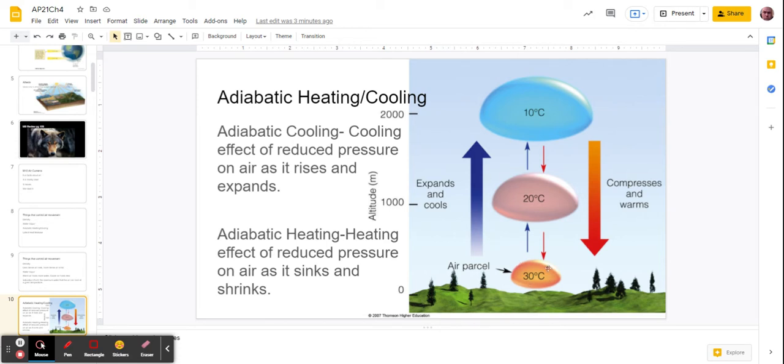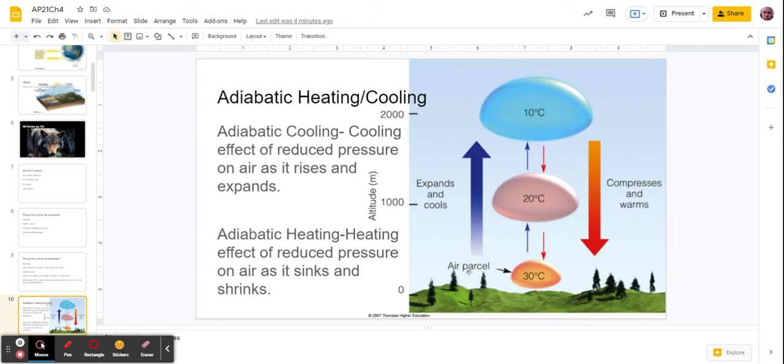So check it out. You got some air down here, down towards the surface of the earth. It's 30 degrees Celsius, nice and warm. Because it's nice and warm, it can collect a bunch of water vapor. But as that air rises, it's going to cool off. As it cools off, it will also expand. This is because of those temperature pressure laws you learned about in chemistry. So, adiabatic cooling is the cooling effect of reduced pressure on the air as it rises and expands.